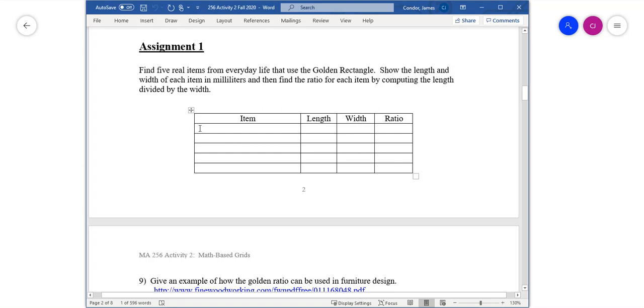I'll give you one of them, like a credit card. If you measure your credit card, by design it is a golden rectangle. So if you measure the length divided by the width, you will get 1.618, or very, very darn close to that. A writing tablet, I have one in front of me right now. If I measured this writing tablet, it looks very close.